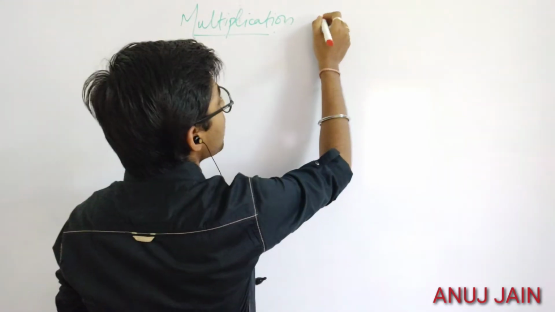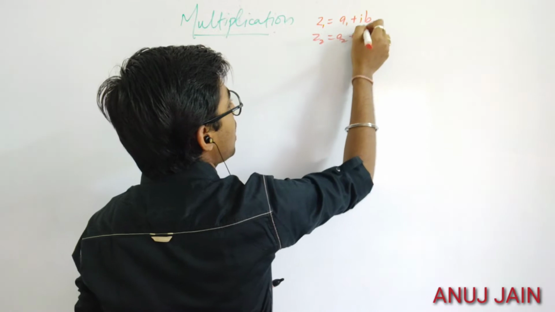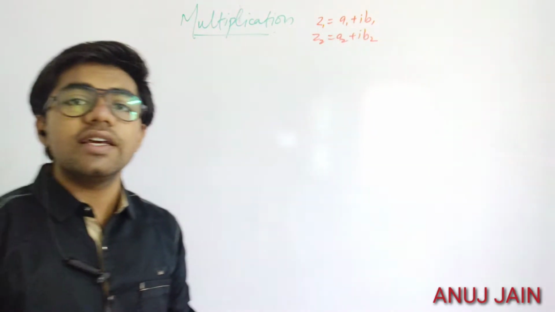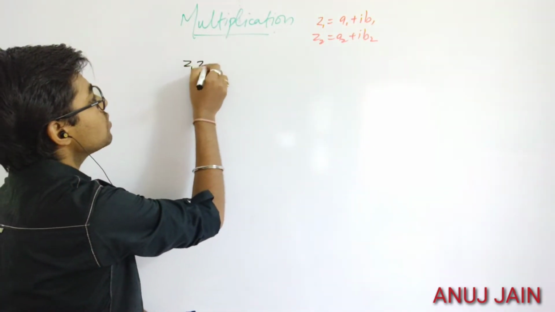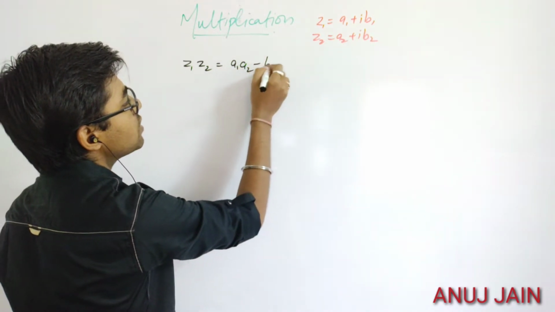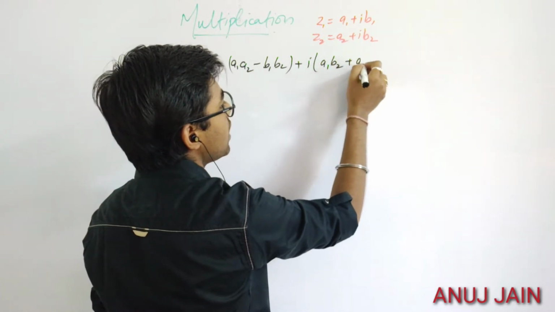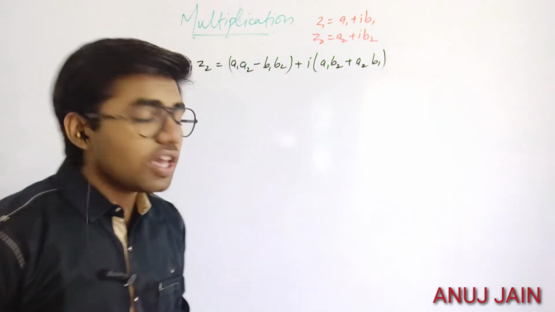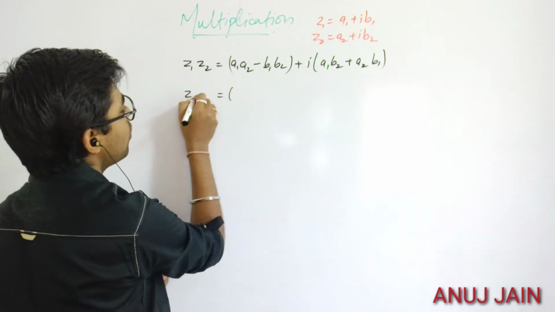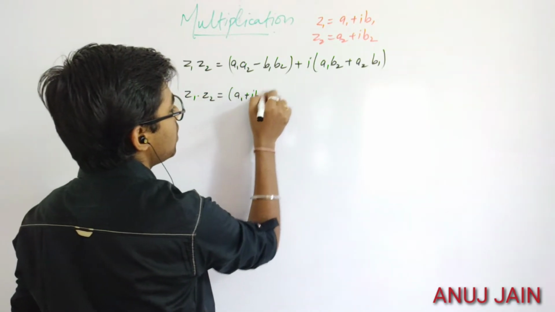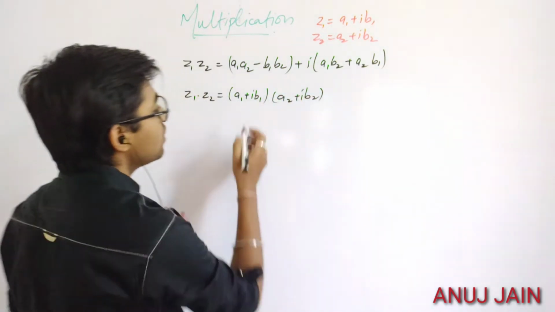So suppose you have two complex numbers Z1 which is A1 plus IB1, Z2 which is A2 plus IB2. So what we have to find is what is Z1 into Z2. Okay, so Z1 into Z2 is equal to A1 A2 minus B1 B2 plus I times A1 B2 plus A2 B1. Okay, if you want you can verify the formula. Verification is very simple. Okay, just put the values of Z1 and Z2, A1 plus IB1 into A2 plus IB2, right? So then just multiply.